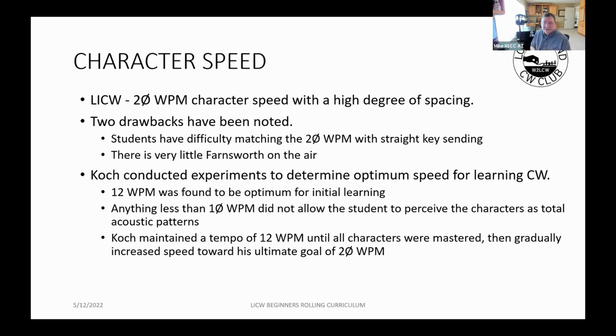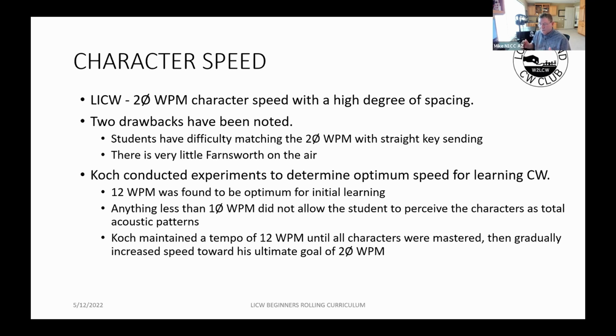So we again turned to the historical documents for guidance. And Koch did a lot of work. A full third of his entire report is all about this particular subject. And if I could summarize the Koch findings, he said the characters had to be sent at least 10 words a minute for them to be perceived as single acoustic sounds. But he zeroed in on 12 words a minute as optimum for initial learning of CW.